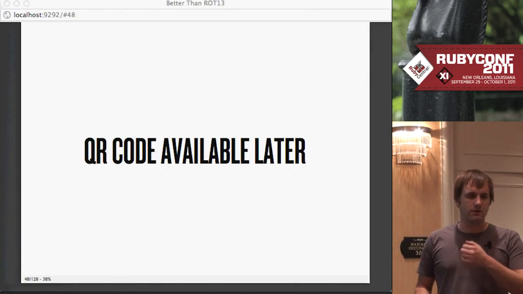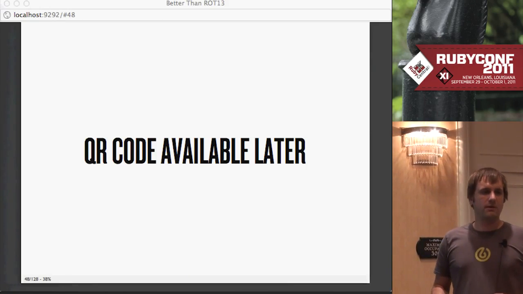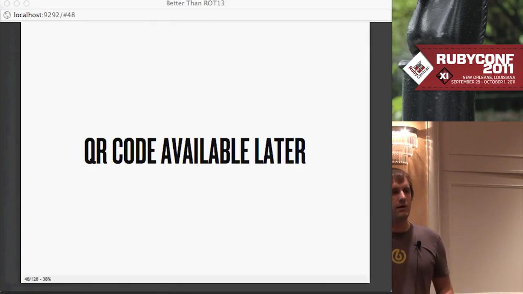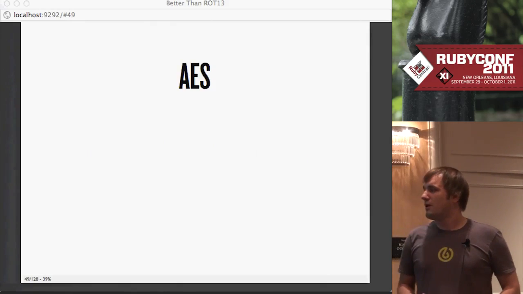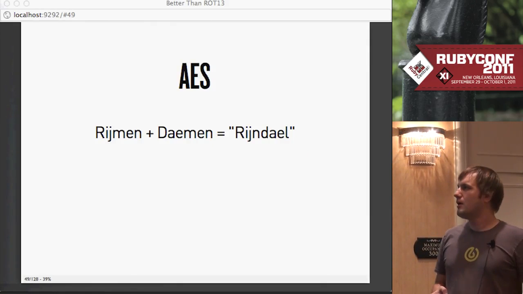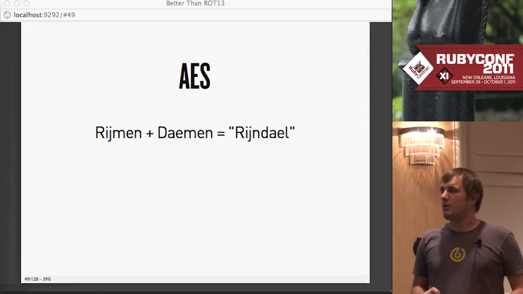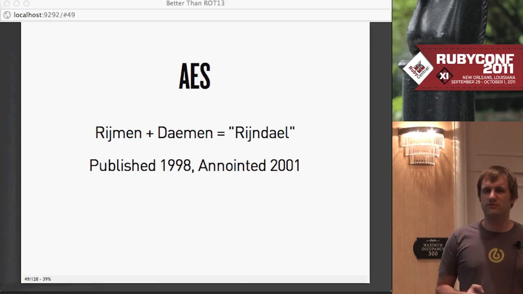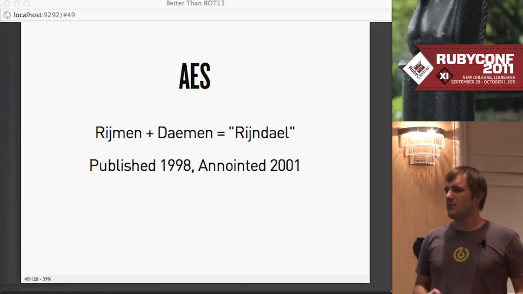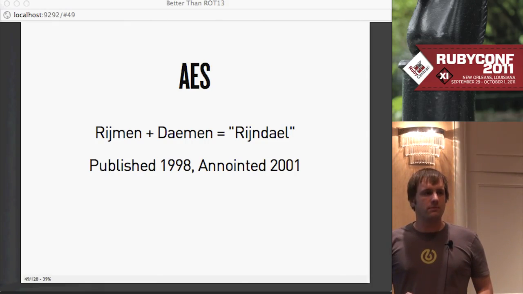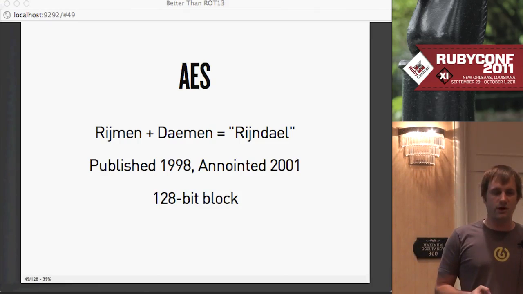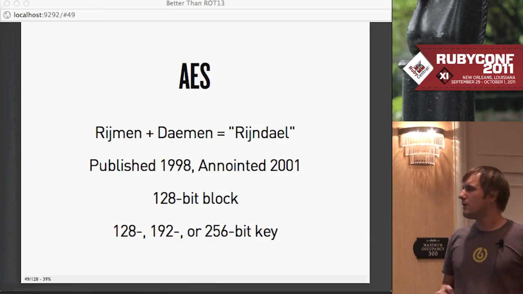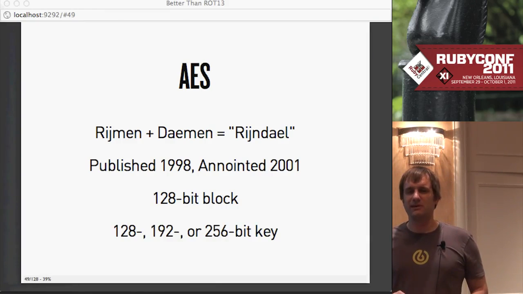Anyway, I have a QR code at the end of the presentation that has all my references. That image was taken from a great stick figure comic, not written by Randall Munroe, but Jeff Moser, that explains AES quite thoroughly. So AES was written by Vincent Rijmen and Joan Daemen, and they combined their last names into Rijndael. It was published in '98 at the behest of NIST, National Institute of Standards and something Technology, maybe. And it was anointed as the winner of the AES encryption competition in 2001. It uses a 128-bit block, which is basically a 4x4 matrix of 8-bit characters, and it uses a 128, 192, or 256-bit key.